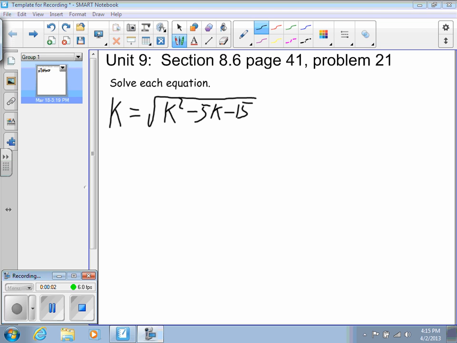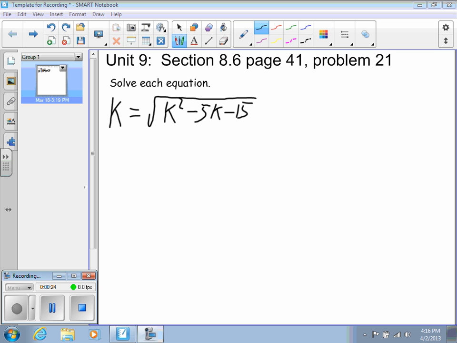This equation only has a square root on one side, but it has a quadratic expression, an expression where we have a squared variable in multiple terms inside of the square root, as well as a variable outside. So let's take a look at what happens. We're going to square both sides again.